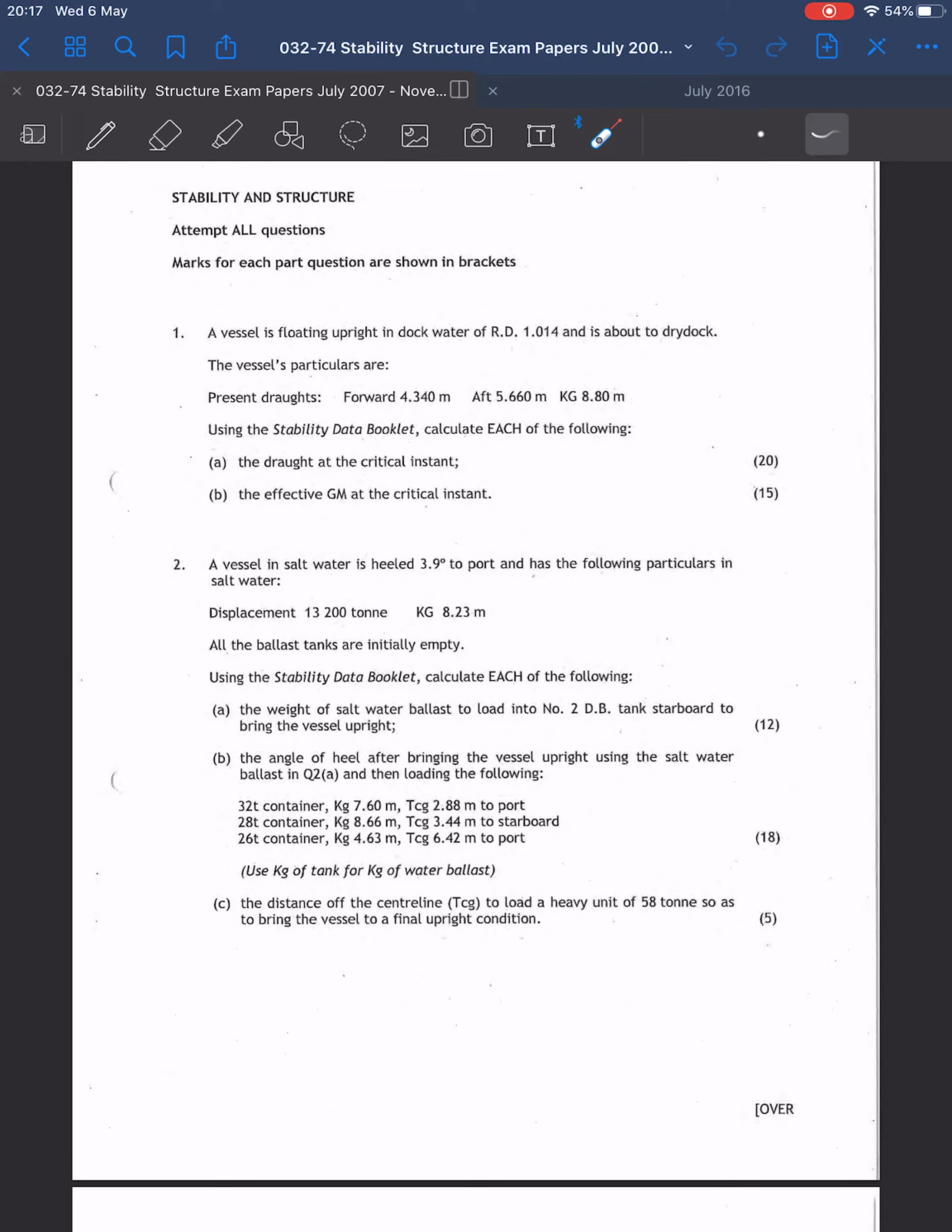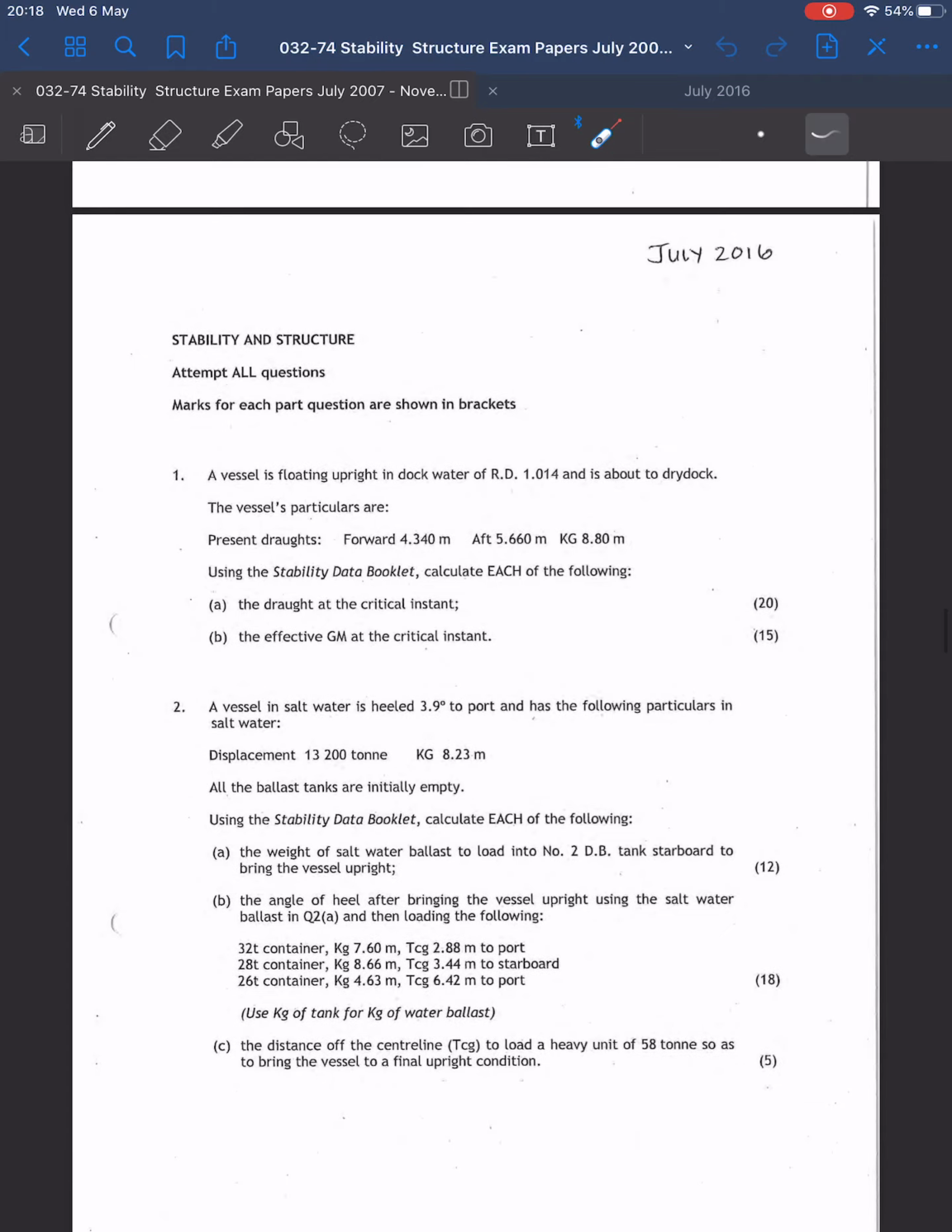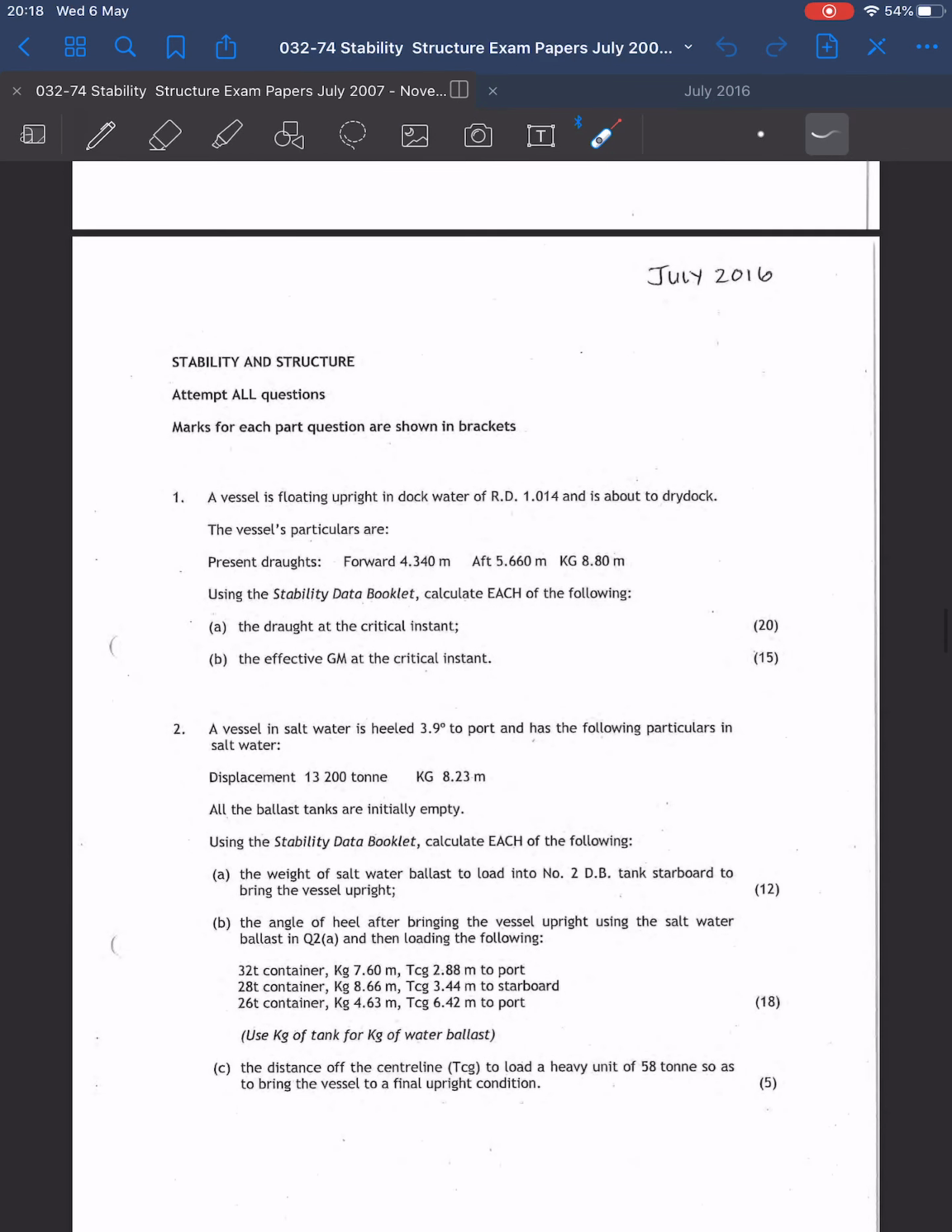Let's look at stability for Chief Mate's MCA examination, July 2016, question number 2. It says a vessel in salt water is heeled 3.9 degrees to port and has the following particulars in salt water.